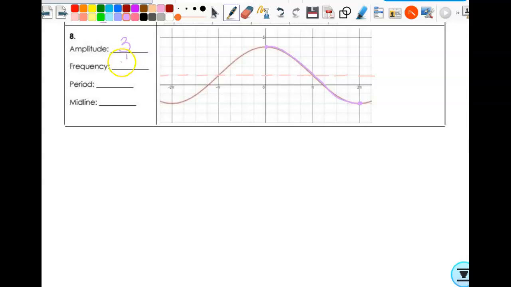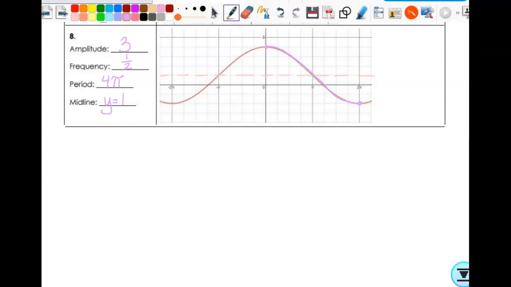1/2, exactly. And so that makes the period what? 4 pi. Yeah, because you'd have to divide by 1/2. So if I'm going to get half of it in 2 pi, I'm going to need another 2 pi to get the full thing in there. And then my midline is y equals 1. All right, what questions do you have?